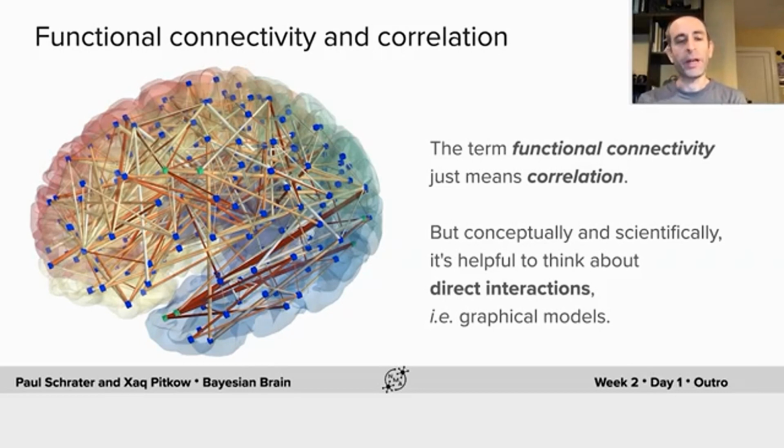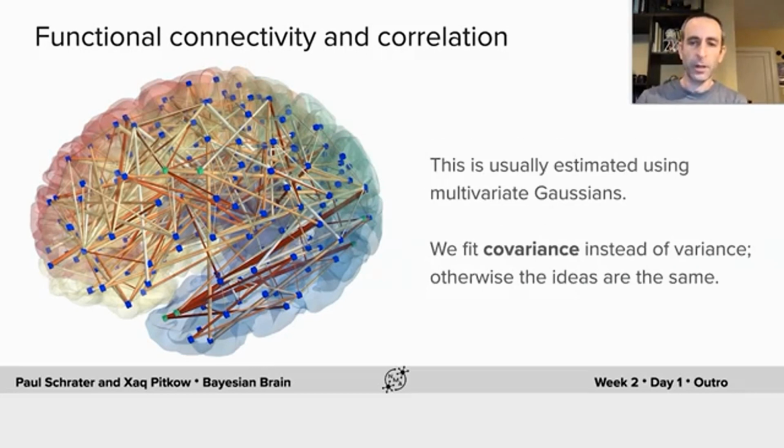One common thing in brain imaging studies is the notion of functional connectivity, which really just means correlation. But it's helpful conceptually and scientifically to think about directed interactions, i.e., graphical models. This is usually done by estimating a big multivariate Gaussian graphical model. Not always, but that's a convenient way to do it. And just as you learned in your lesson, now we would fit the covariance instead of fitting a variance. Otherwise, the basic ideas are the same in their core form.